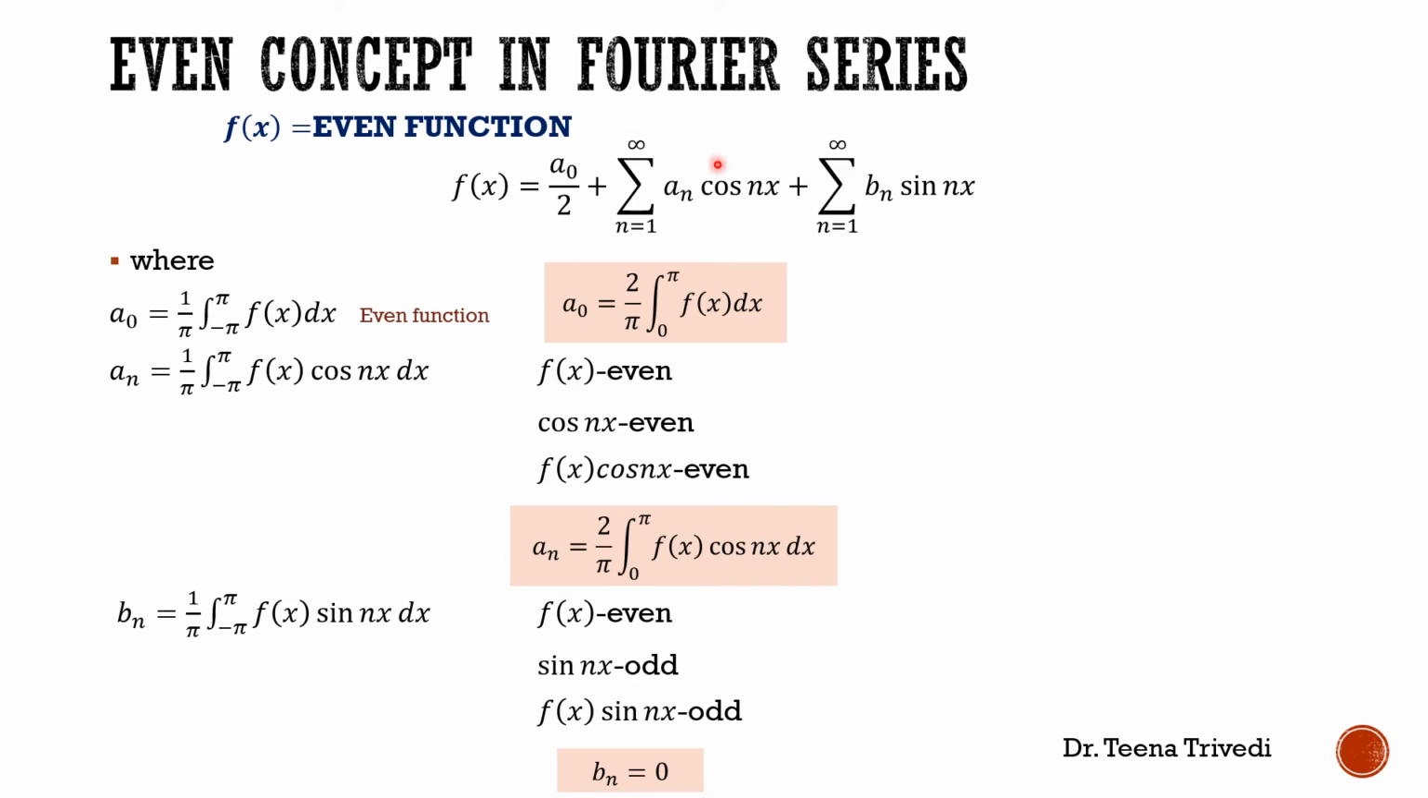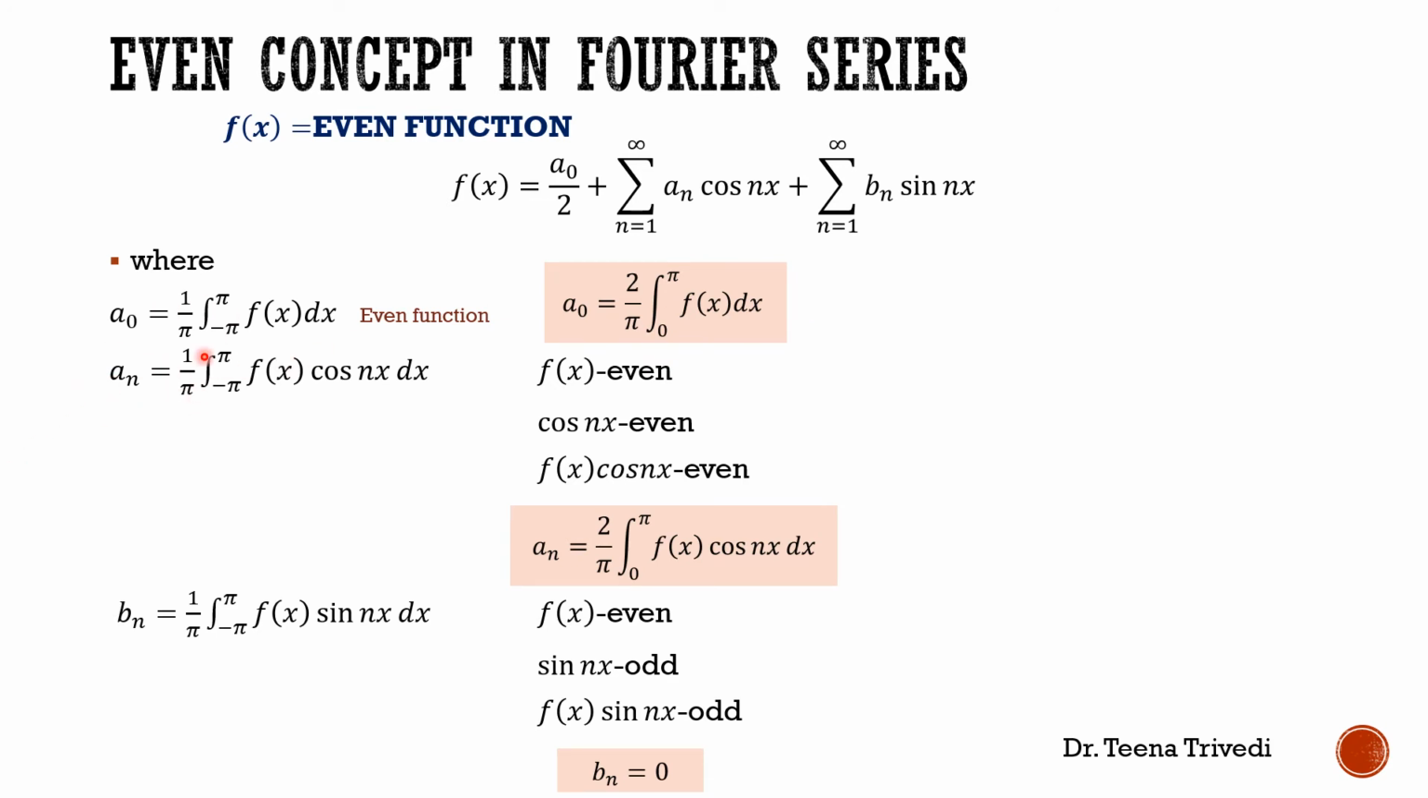So the Fourier series will be f(x) = a0/2 + summation an cos nx + summation bn sin nx. Now a0 is equal to 1/π ∫ from -π to +π f(x) dx. Since f(x) is an even function, the formula changes and it is equal to 2/π ∫ from 0 to π f(x) dx, because your left-hand side and right-hand side of the function are the same, so you can write 2 times the right-hand side.